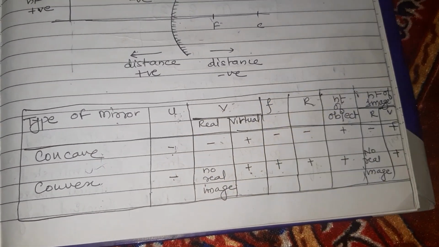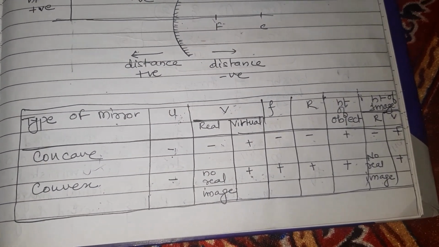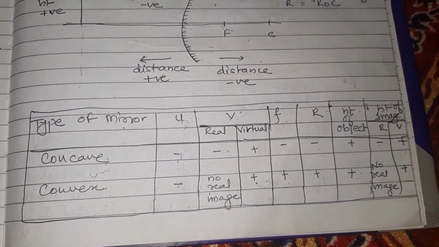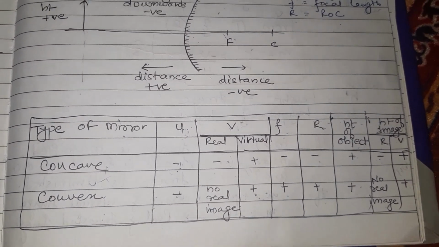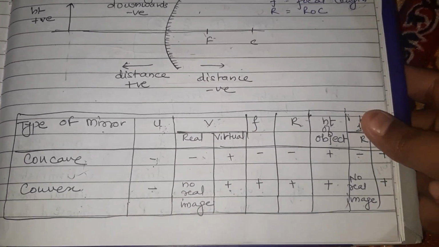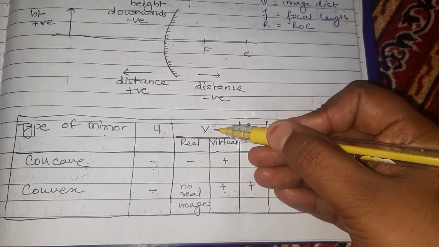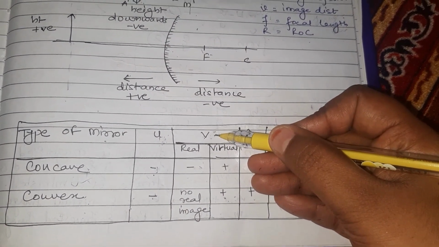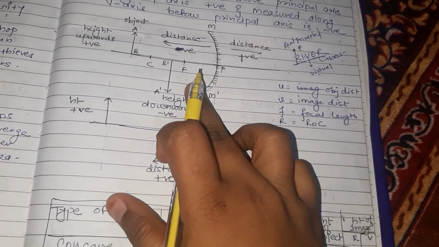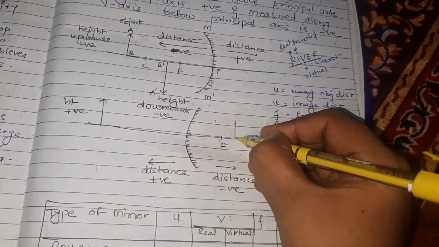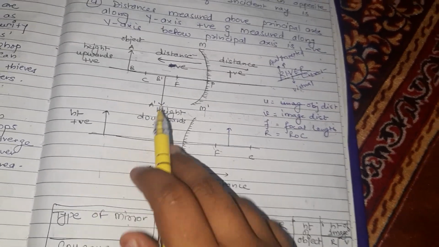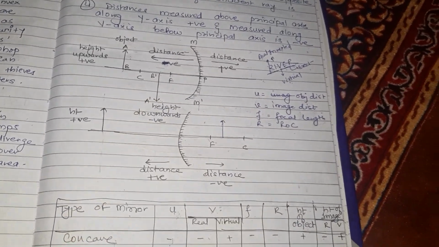So if it is given in the question that the object distance from the mirror is 5 centimeter, then whether it is a convex mirror or a concave mirror, you will always write down U equals minus 5 centimeter. Now the next column consists of V. What do you mean by V? Image distance. The distance between the pole and the image. Here in the case of convex, the image will be behind the mirror. In the case of concave, the image will be in front of the mirror.